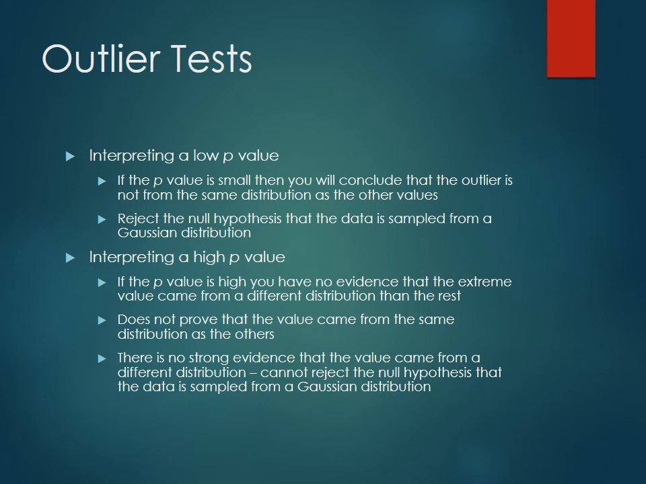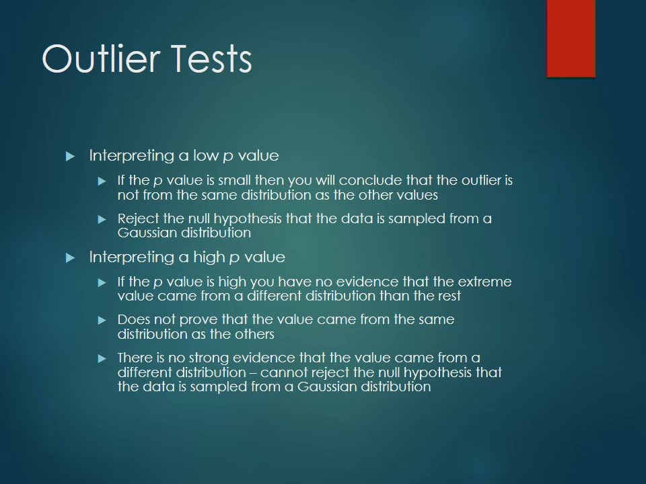So in this case, if you came back, ran an outlier test and had a low p-value, so saying less than 0.05, that would say basically the outlier is not from the same distribution. It's a very low possibility that just due to random chance you would have a value that extreme, in which case you would reject the null hypothesis that the data is sampled from a Gaussian distribution.